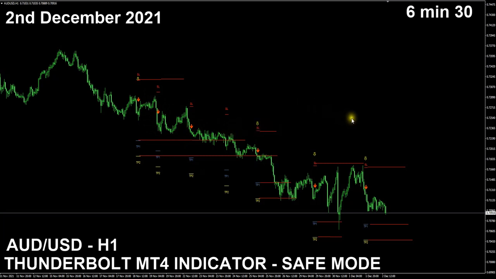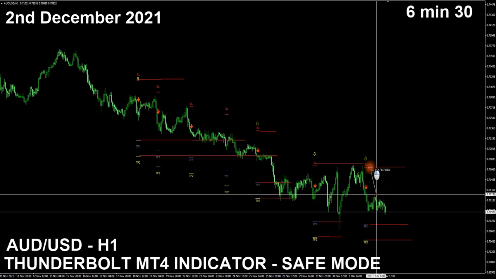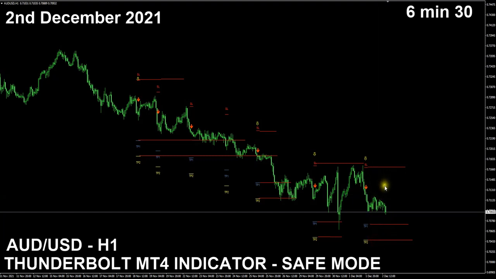So this is AUD USD on the 1 hour chart, and last night we had a signal to sell on this candle here. The stop loss was around 45 pips, TP1 was around 50 pips, and TP2 was 77 pips. So some good profit potential here in this trade.